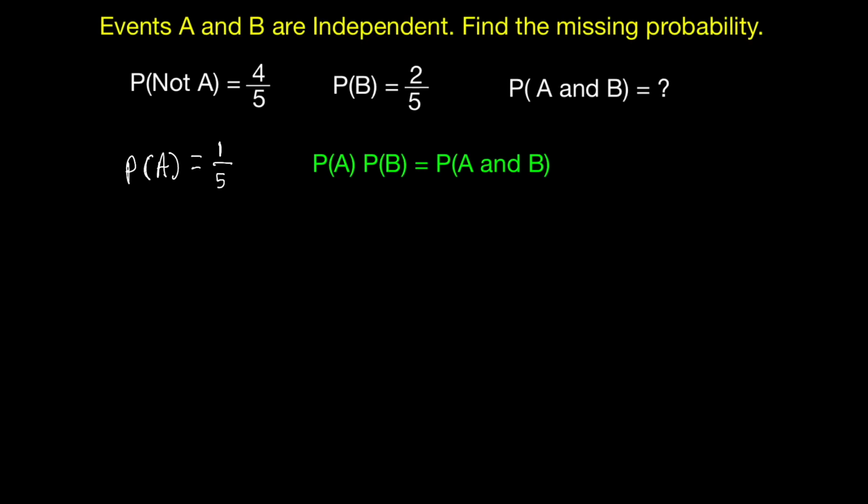Now that I have the probability of A, I can apply this formula and substitute the probability of A for 1 over 5. I'm going to multiply that with the probability of B, which is 2 over 5. When I multiply those two quantities together, that's going to give me the probability of A and B. Here, 1 times 2 gives me 2, and 5 times 5 gives me 25. So the probability of A and B is going to be 2 over 25.